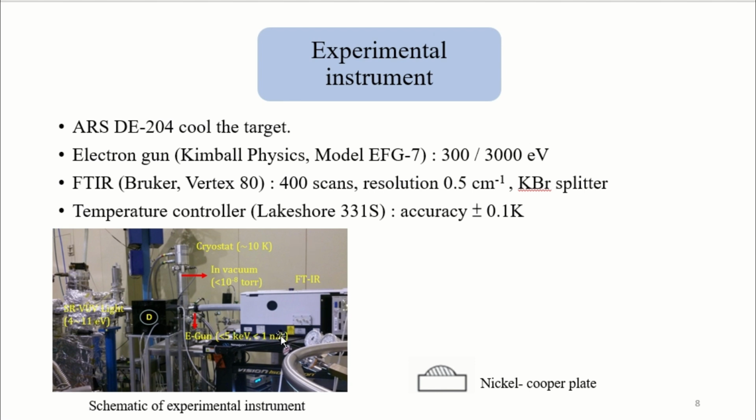FTIR will operate to measure absorption spectra with 400 scans, and its resolution is 0.5 wavenumber. Its beam splitter is KBr. A temperature controller with a hybrid silicon diode is used. Its accuracy is plus or minus 0.1 Kelvin.